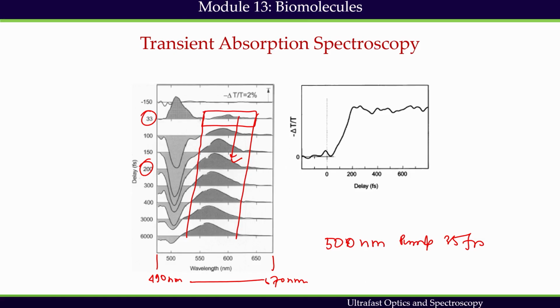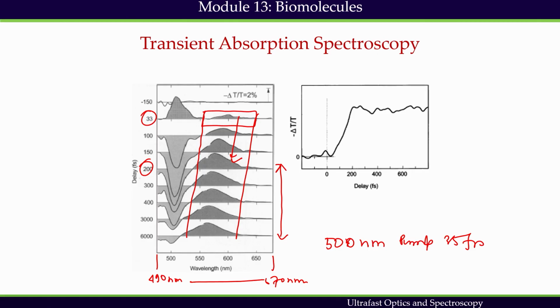Although the maximum of the photoproduct absorption shifts from 575 to 565 nanometer between 200 femtosecond and 6 picosecond, there is little change in the integrated area or shape of this absorption feature. So what we see is that after 200 femtosecond and until 6 picosecond, we do not have much change in the photoproduct absorption. That means the photoproduct has been formed within 200 femtosecond, and after that the photoproduct remains in the same form.